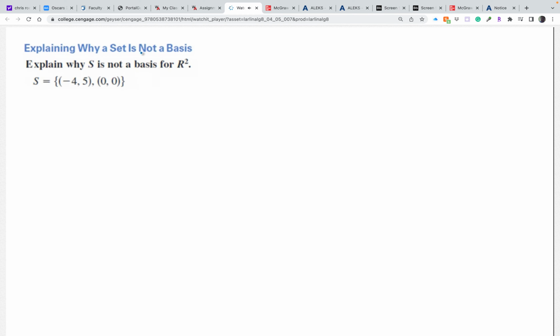Explaining why a set is not a basis. Explain why S is not a basis for R2. So we have this set S consisting of the vectors -4, 5 and 0, 0. So let's first see what defines a basis for R2.